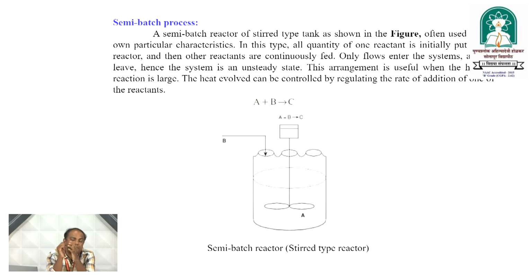Otherwise, in a batch process, we have initially allowed all of the chemical reactants to enter in a batch, in a system or in a reactor, whatever it may be. Then a certain time elapses, all the chemical reactions or processes take place, and after that we remove all of the chemical product that has been formed. So there is this difference between a semi-batch process and a batch process.